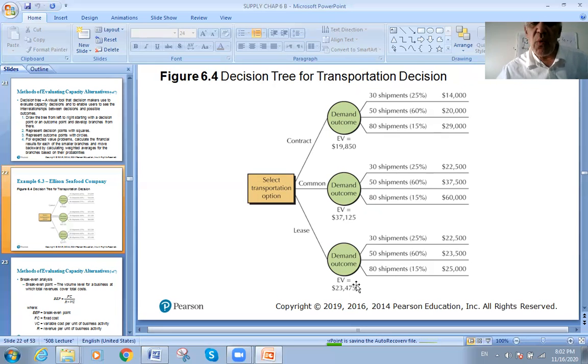Same thing. Why did we say this is a decision point? Because we will have three alternatives. If the case is revenues, I'm saying again, then you will choose the highest number. If the case is costs, then you will choose the lowest cost. That's the difference between the two cases.